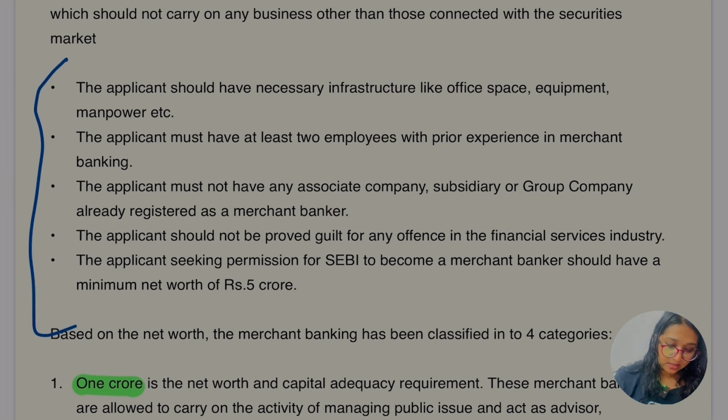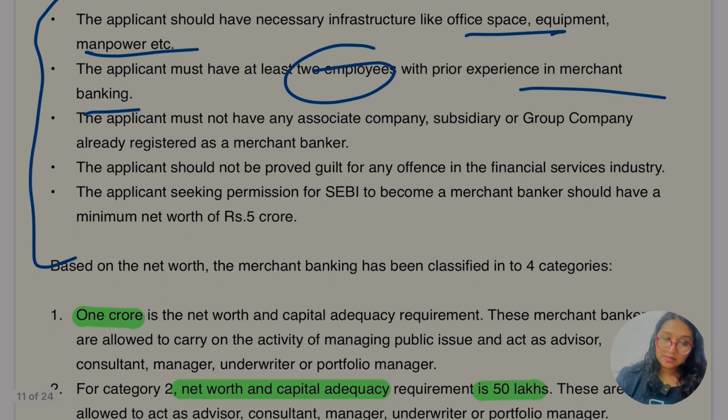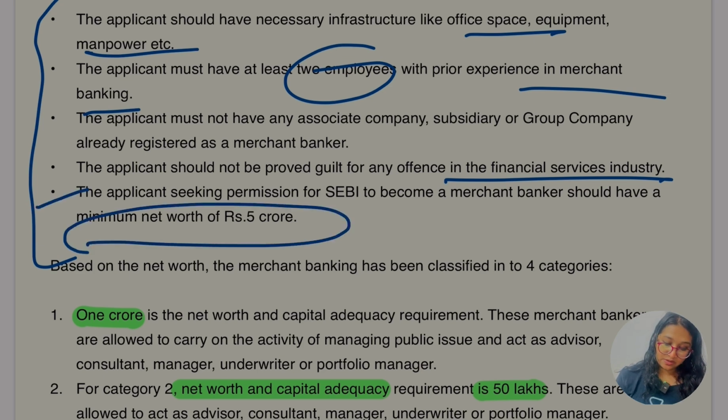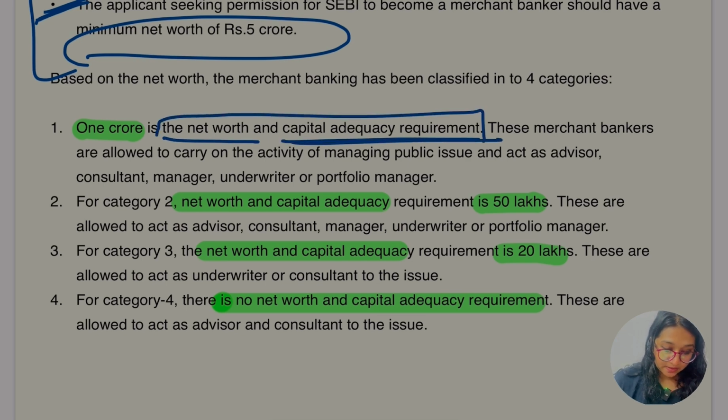The applicant should have the necessary infrastructure like office space, equipment, manpower, etc. The applicant must have at least 2 employees with prior experience in merchant banking. The applicant must not have any associate company, subsidiary or group company already registered as a merchant banker, and the applicant should not be proved guilty of any offense in the financial service industry. The merchant seeking permission of SEBI to become a merchant banker should have a minimum net worth of 5 crore. This was the important one, otherwise you can simply read the others. Now on the basis of net worth, merchant banking is categorized into 4 parts. So the very first part they are saying is 1 crore net worth and the capital adequacy requirement. This is the very first category.